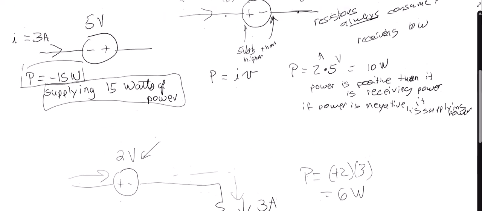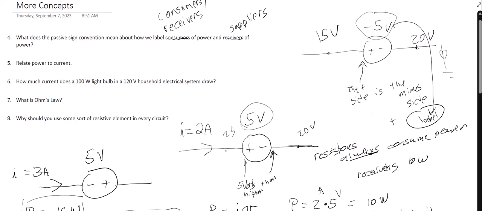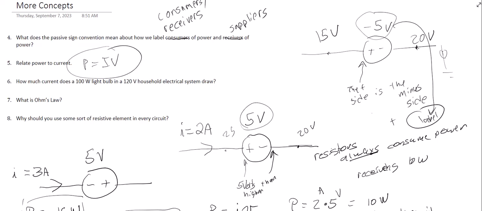Okay, so that was a whole lot on that, just because in previous years I've gotten lots of questions on it. Okay, how much current, relate power to current, we did that. Did we do that? Power, yes, P equals IV. How much current does a 100-watt light bulb in a 120-volt household electrical system draw? So this is, you're not going to get a question this easy on your test. So this is just plugging straight into this. So we have 100 watts equals our current times 120, or I equals 100 divided by 120.